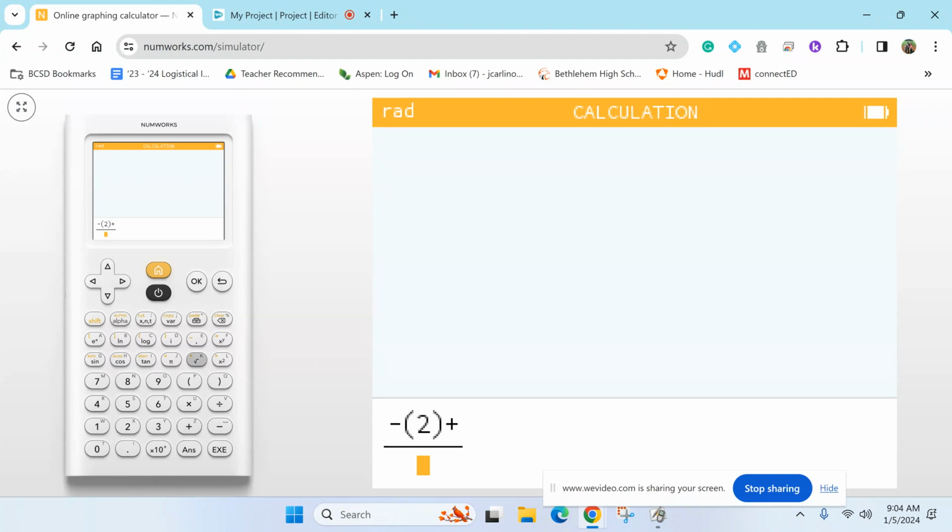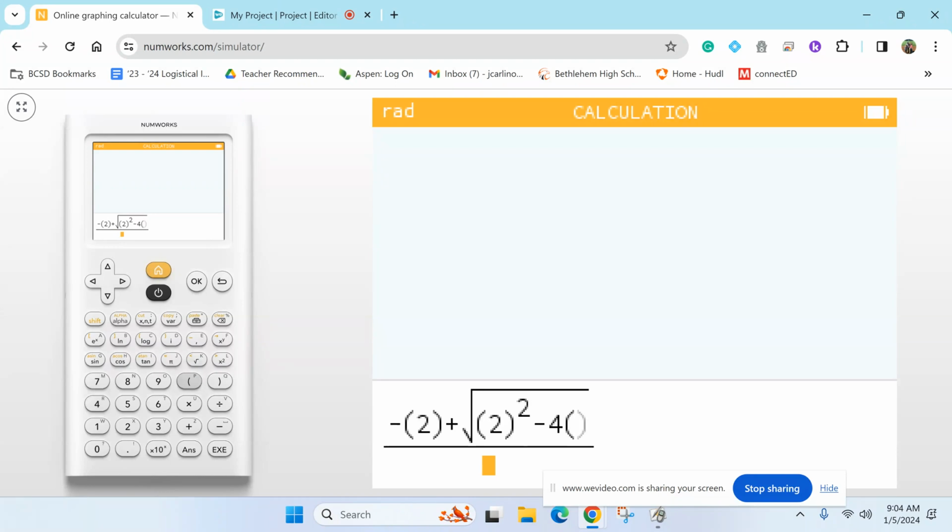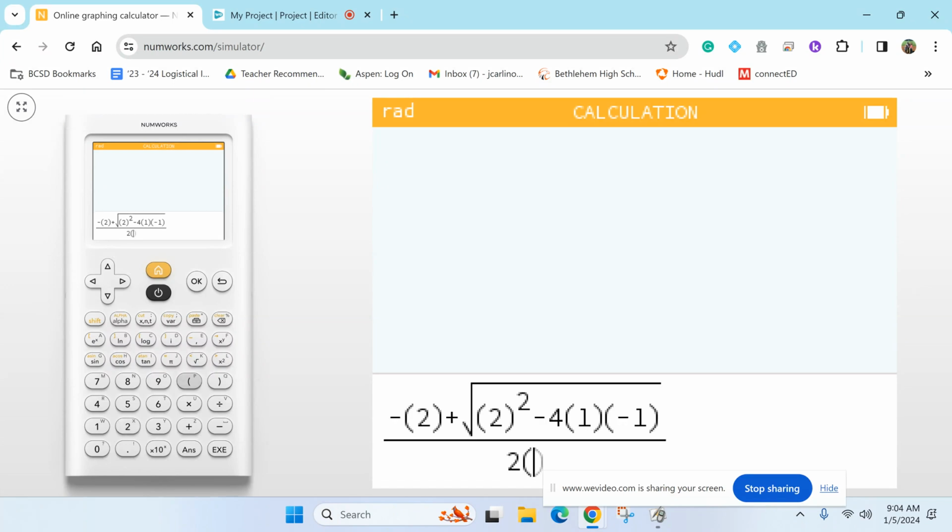All right, square root, get that square root up. Parenthesis, 2 squared. I'm just typing in exactly as we wrote on the paper. -4, parenthesis, a value 1, parenthesis, c value, which was -1. All over on the bottom, 2 times a value, 1. And then you can just let the calculator do the work for you.